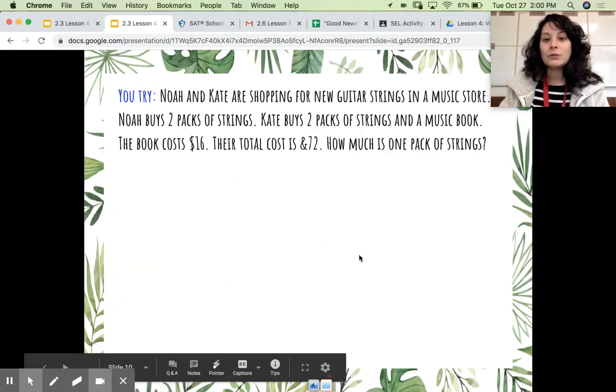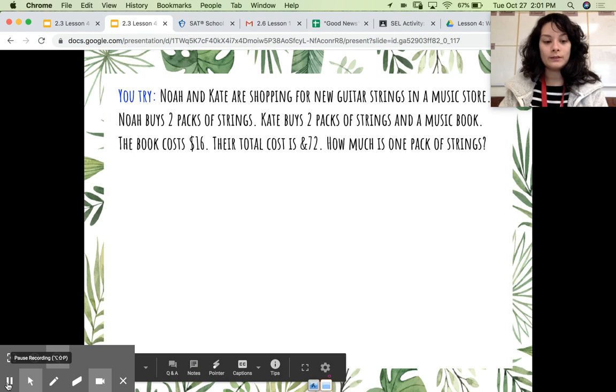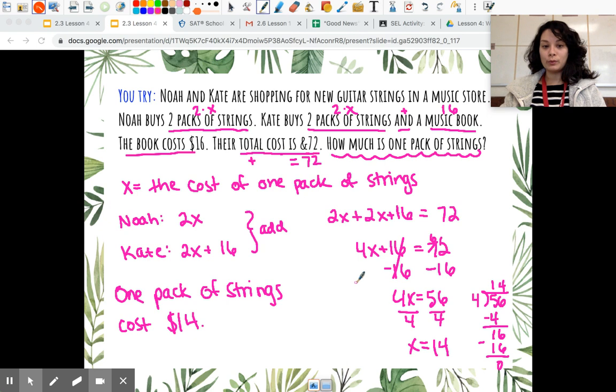Okay, and here is one for you to try. So I'm going to pause the video again and go ahead and give this one a try on your own. Okay, so here's what you should have gotten for this last problem. So it says Noah and Kate are shopping for new guitar strings in a music store. Noah buys 2 packs of strings.